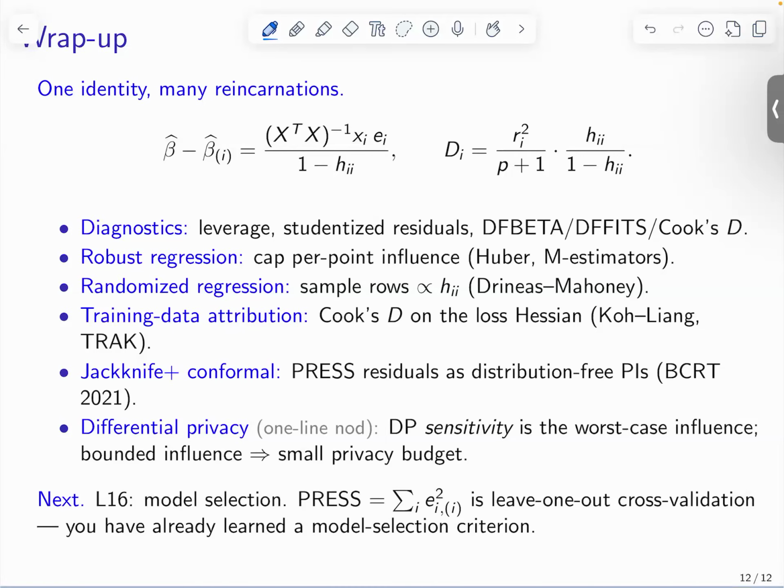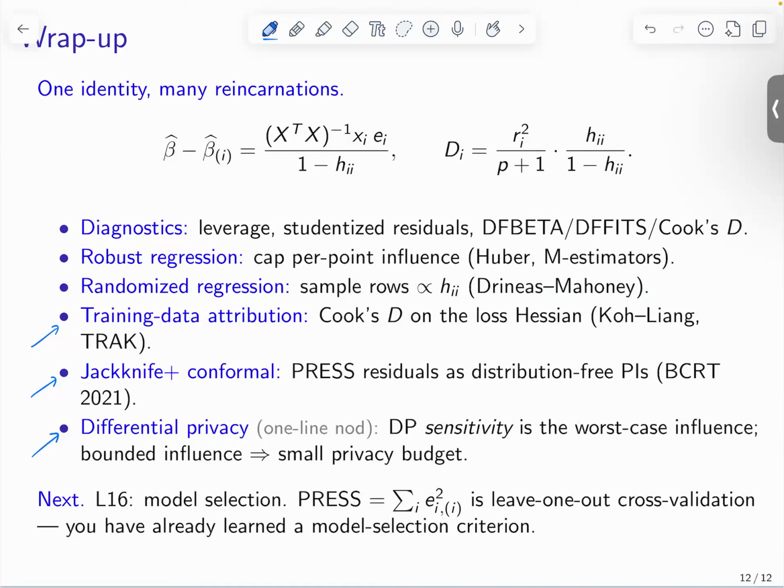Anyways, this is a wrap-up of this section. We talked about leverage and influence, and then connected it to some modern applications like training data attribution or influence, and jackknife plus conformal. There's also this idea of differential privacy, which I'm not going to go into, but it's a huge literature in itself.